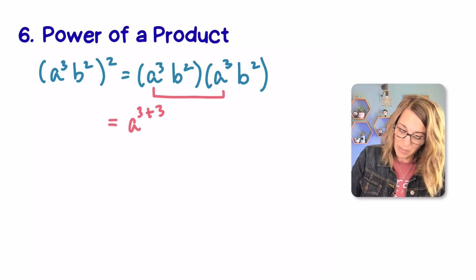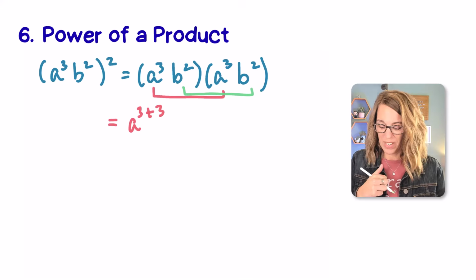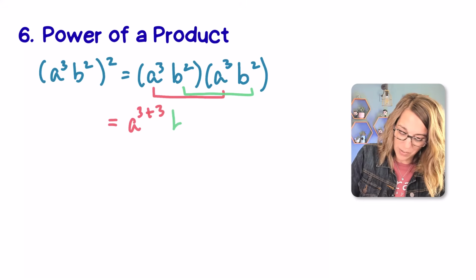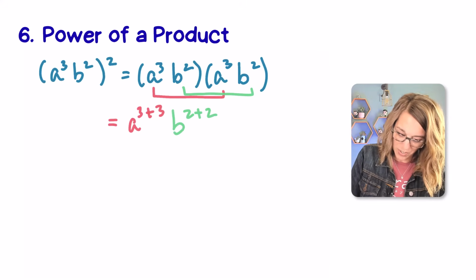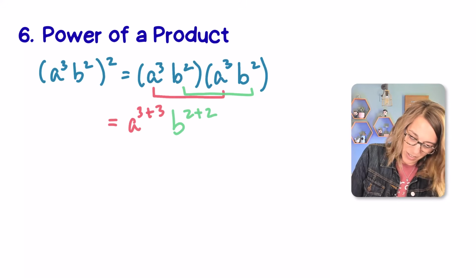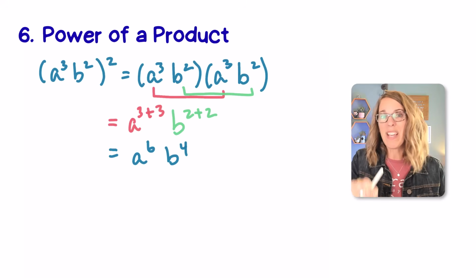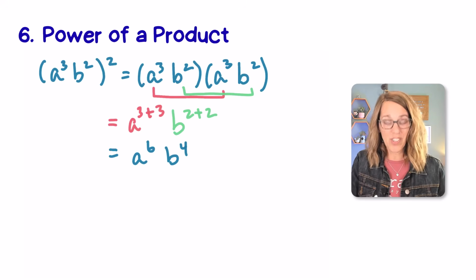And doing something really similar now for the b's. The b's are also being multiplied. So using the multiplication rule that we saw earlier, this would be b to the 2 plus 2. And that makes our answer a to the 6th, b to the 4th. But knowing this rule is going to make this one easier than what I just showed you.